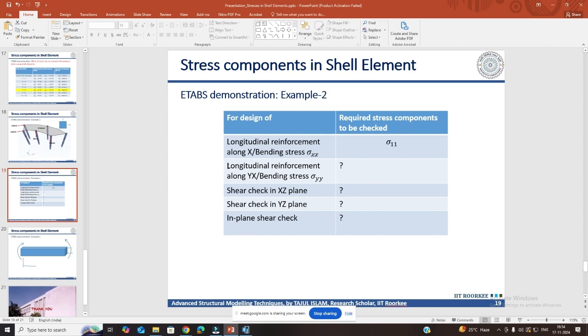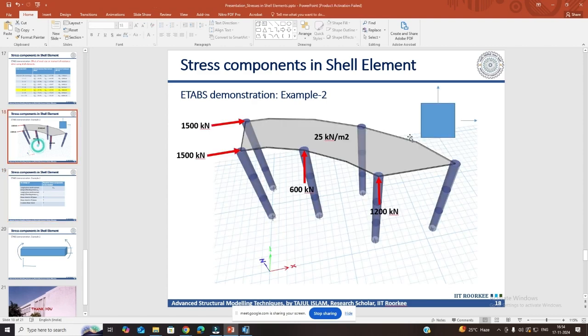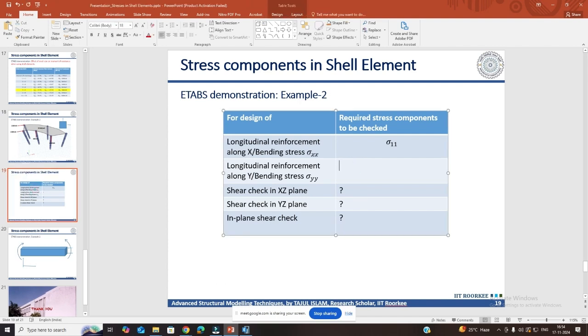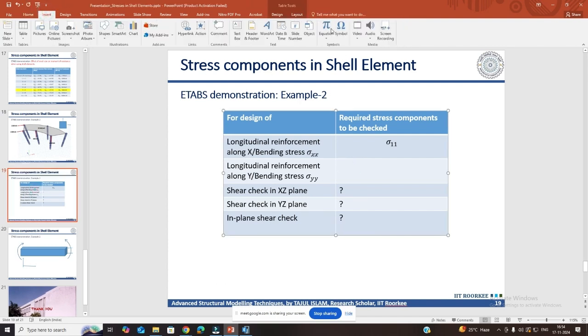Similarly, I have to design the longitudinal reinforcement. Sorry, this is y. So I have to check bending stress YY. Which stress component do I have to check? Sigma 22, and that's perfectly correct. Sigma 22 I have to check.